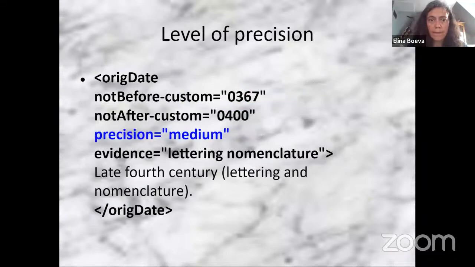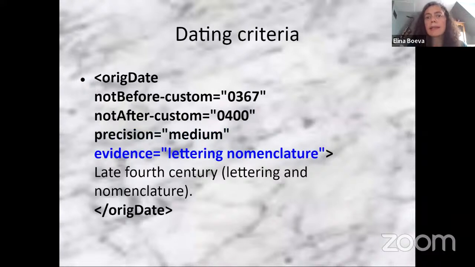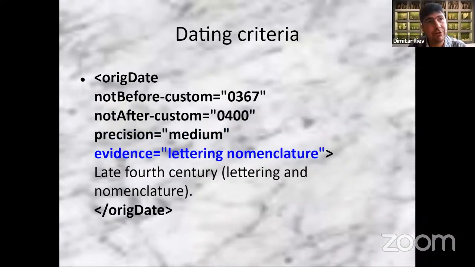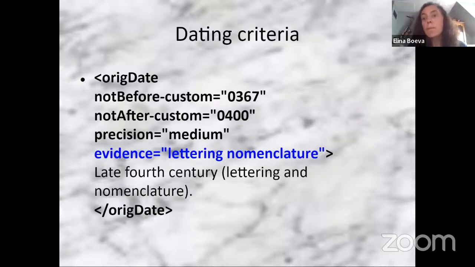So yeah, precision, medium, evidence, lettering, nomenclature. You can put several things here. Yes, you can list more than one evidence. Basically, in most of the cases you have more than one evidence, so you just list them with commas or without commas. Again, it doesn't matter. You just list all of the applicable evidences.